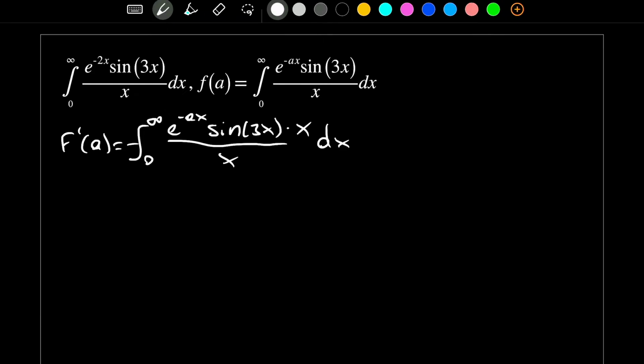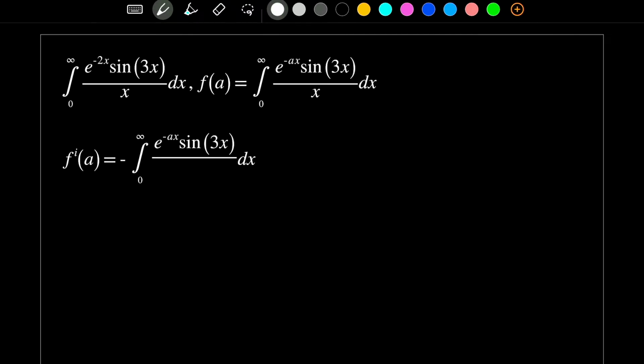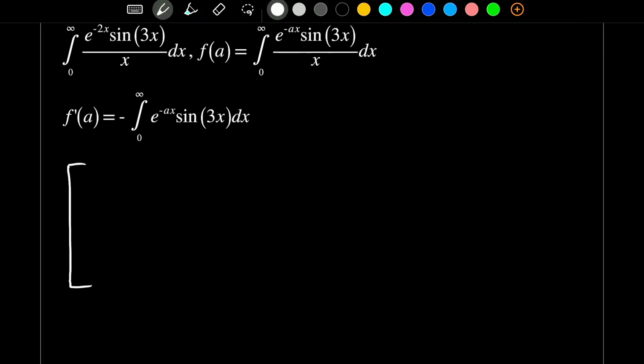Now, obviously, we can cancel some stuff out. Let's see. We're going to get times x and divided by x. So let's just scratch that, and we're going to get this new integral. And this integral is actually solvable using integration by parts. So let's get that set up.